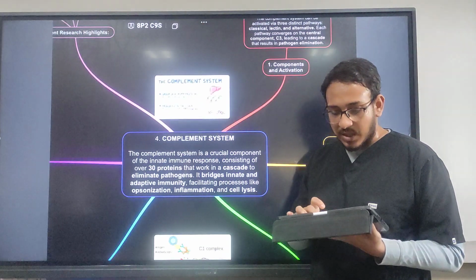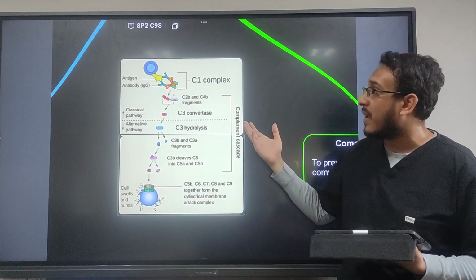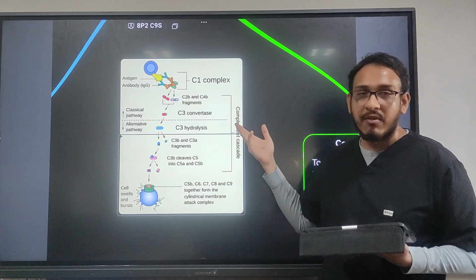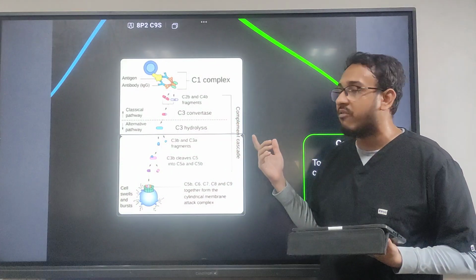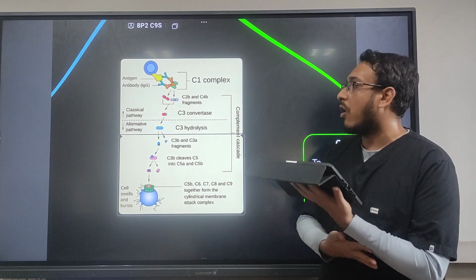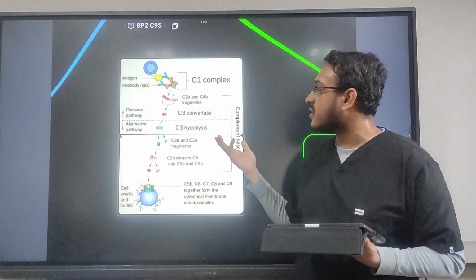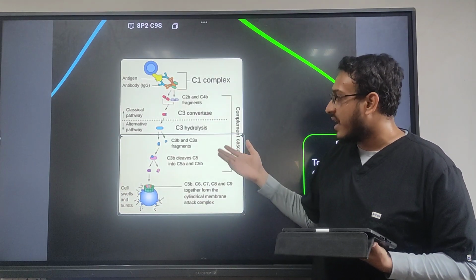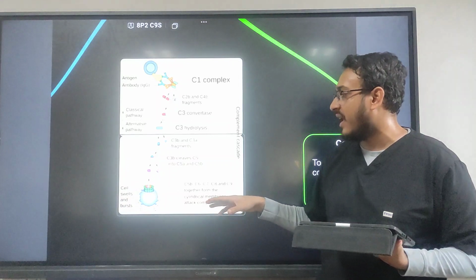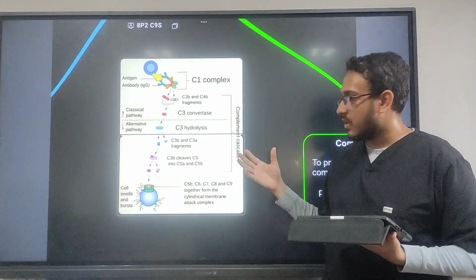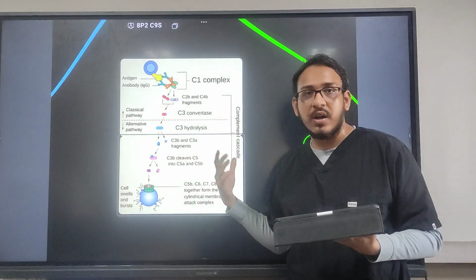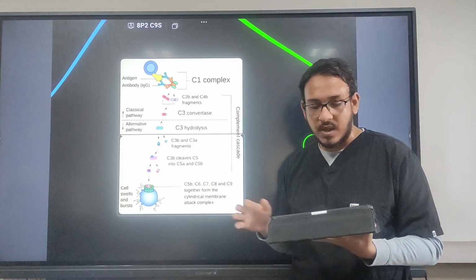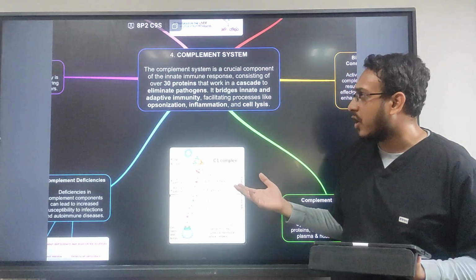So the complement system can be summarized with this pathway. There is the antigen-antibody binding, and the fragments are converted into C3 using the C3 convertase enzyme. And alternatively, there is hydrolysis which can also form the C3 enzyme, and these then attach to the pathogens and basically help the immune system to mark the pathogen and attack it. So this is a very important part of our immune system.